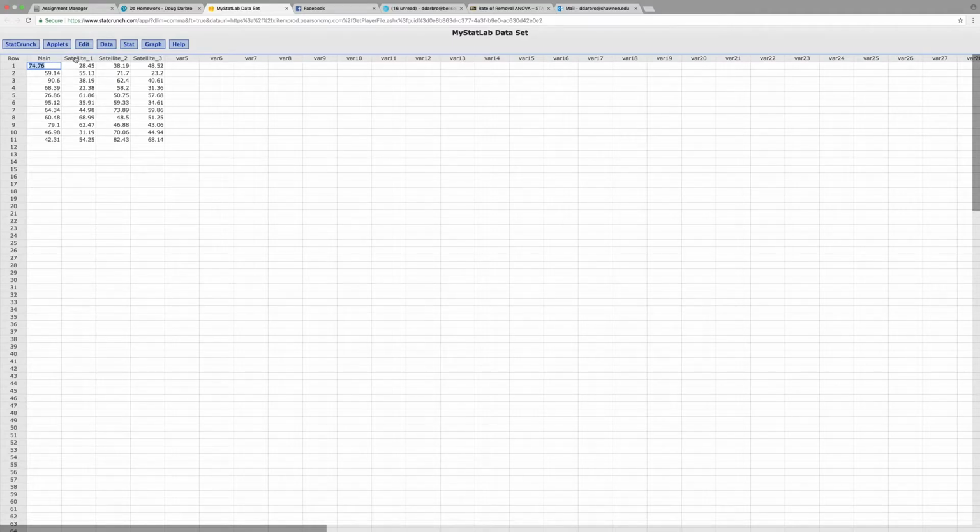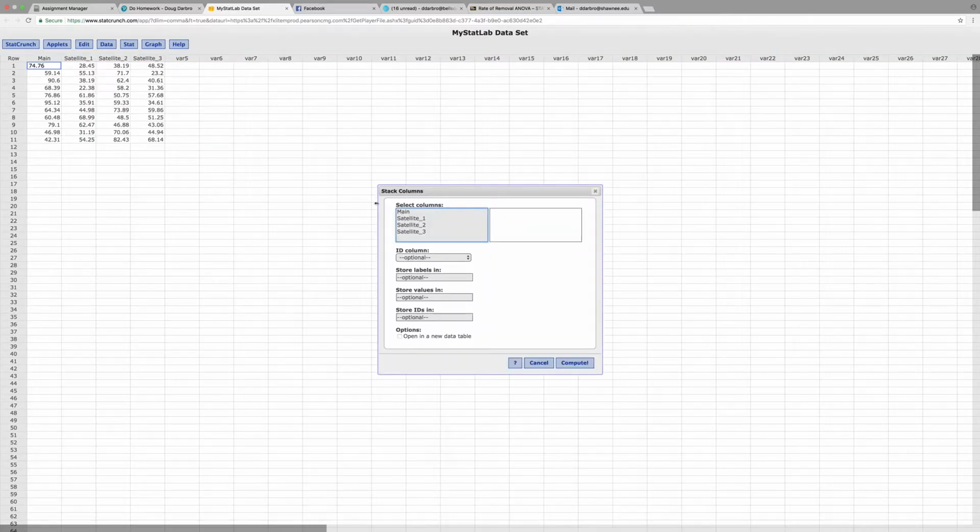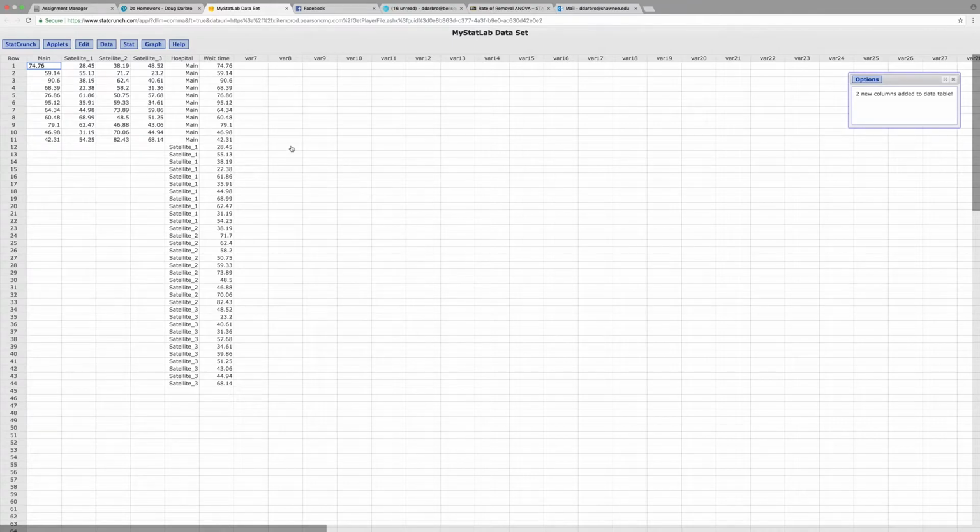Guys, as you know by now, I don't like the data this way, so I'm going to arrange it, and I'm going to stack it. Now, I want my values, I'll call those wait time, because that's what they are, and store labels as hospital. So I have all the measurements in one column and my hospital in another.